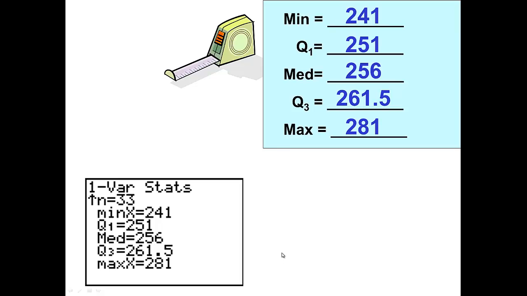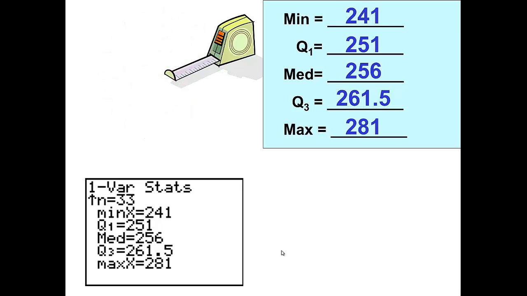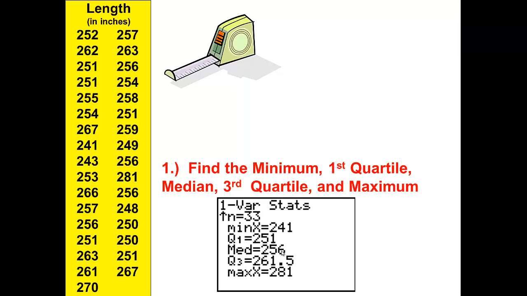Now that we have done it on the calculator, let's look at what our answers are. Minimum 241, first quartile 251, median 256, third quartile 261.5, and maximum 281. That answers our first question: find the minimum, first quartile, median, third quartile, and maximum. Remember our rule. Keep it simple. The question asked, the question answered.